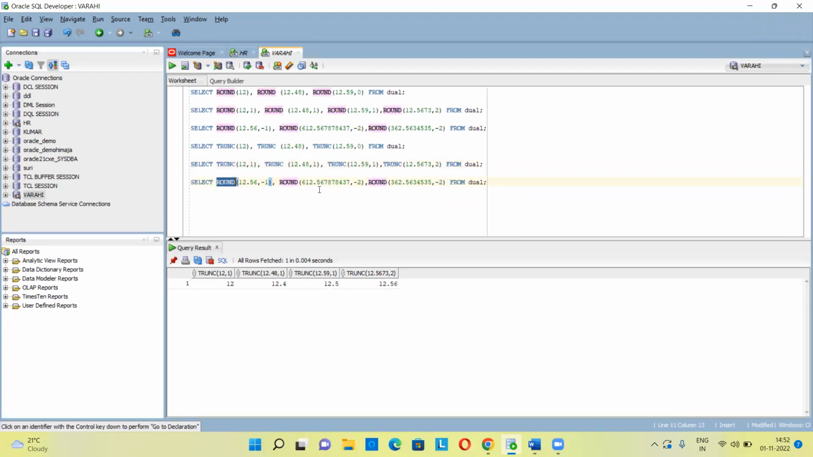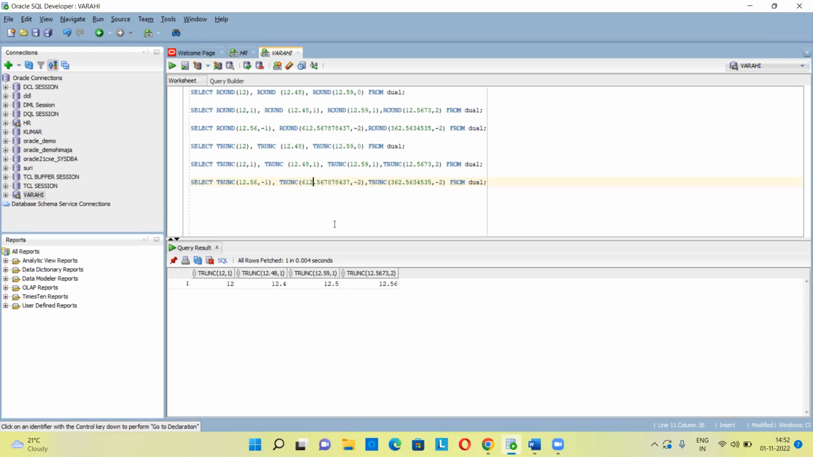Now, the last example here, we'll try by passing a minus value as the second parameter and we'll see. Same thing as how we were working with round. In case of trunc also the same thing. The only difference is I'm not going to check whether the value is more than or equal to 5 or not. So let's see. In case of 12.56 comma minus 1, this is the minus 1 value, so it will just be replaced with 0. Before that, 1 is there, so 10 will be the output.